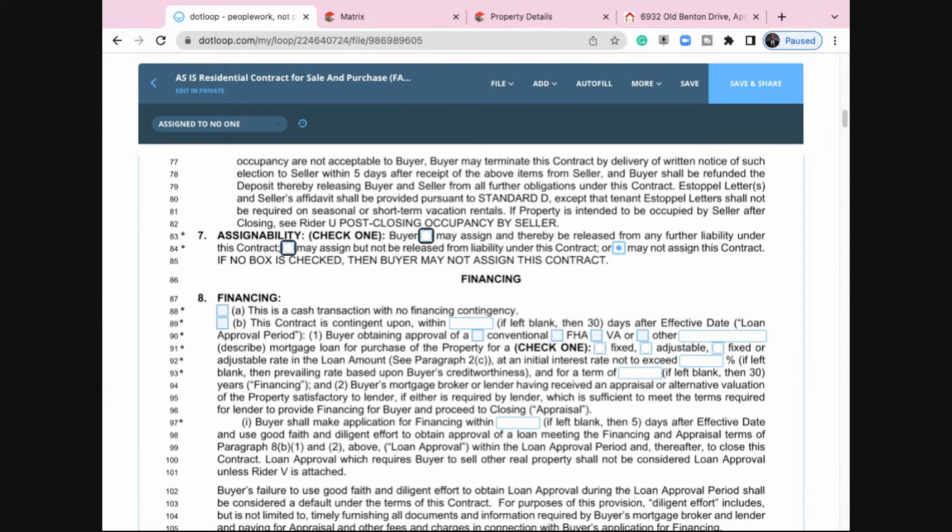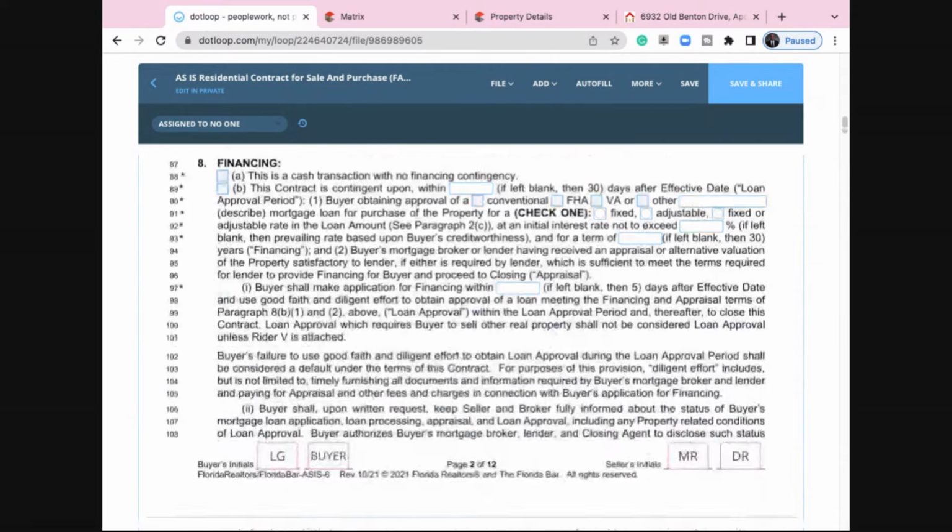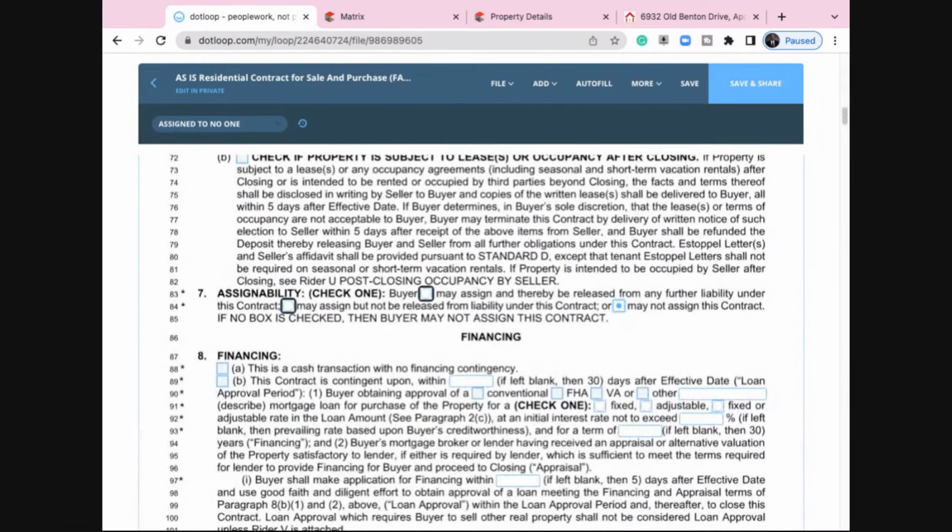They are still liable. Their escrow deposit is still at risk if the contract does not close. So they're still liable to make sure the contract closes. Okay. Now, in this particular case, we have a conventional standard buyer. They intend to move in. This is not an investment property. They're buying it and they intend to move in and occupy the property. So we're going to select this one here, that they may not assign the contract. All right.